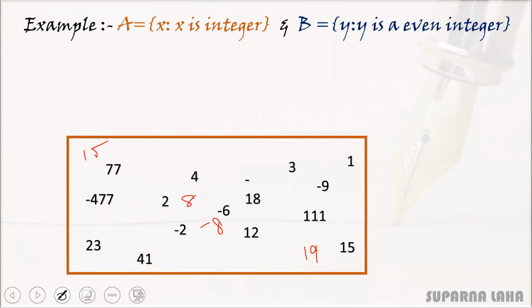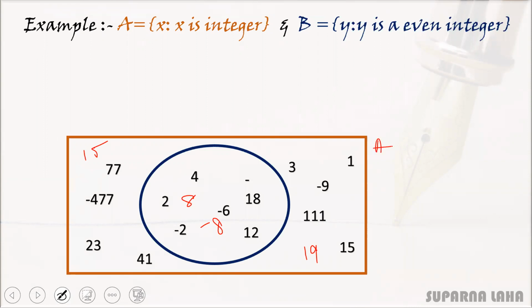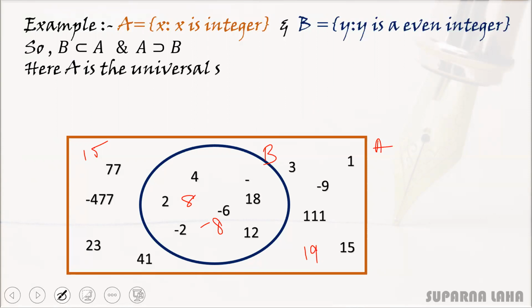Now if we group or make a set with the even integers, it will look like that. So here this set is A and this set is B. B is just contained in the set A. So B is a subset of A, or you can say A is a superset of B. Both mean the same thing, just the representation is different. And so this A is the universal set and this B is the subset.